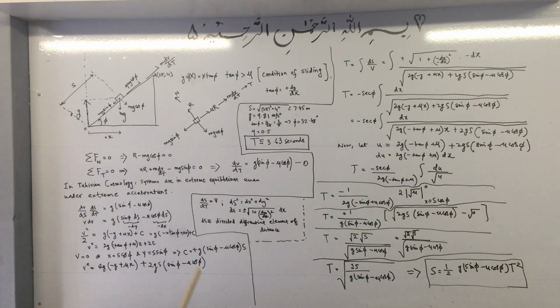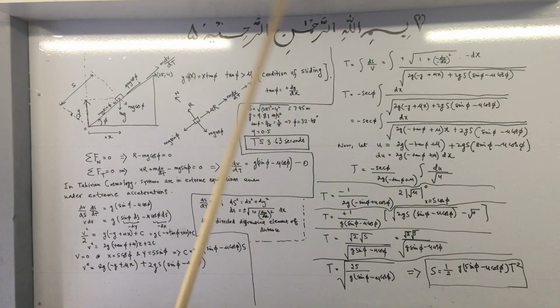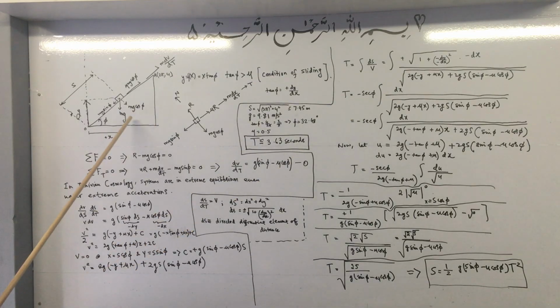Okay, so this phi is such that tan phi is greater than mu, the condition of sliding. Mu is 0.5 and tan phi is greater than mu. If tan phi is greater than mu, wherever we leave that box, it will start sliding down, won't stay there. Okay, so break up the forces as you know: mg cos phi, mg sin phi, mu mg cos phi, force of friction. Okay, so when you release the block here, it will start going down.